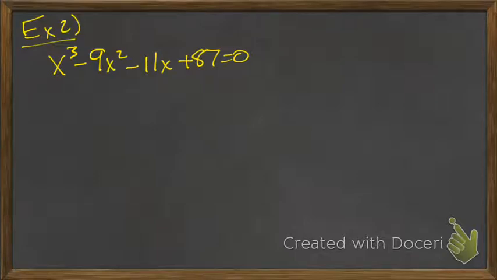I mean, I can't even pull out a GCF from 11 and 87, so I don't think I can factor that. What I'm going to do is right away pull up my calculator and see what kind of goodness I can get from graphing it. So let me see if I can pull that up again.